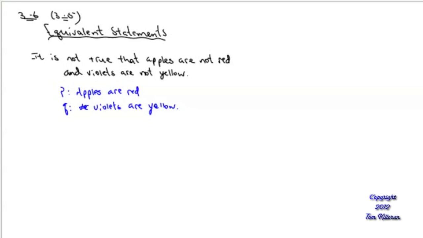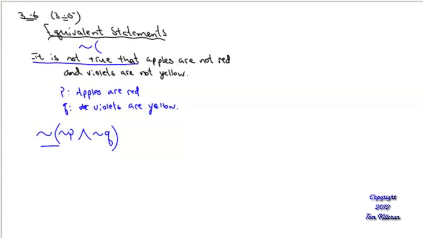Okay. And symbolic form? Squiggly P, and, squiggly Q. Is that it? No. There's more to it. I need parentheses around this whole thing. And I need a squiggly out front. Why? It is not true that is automatically a not. So this not is not touching the not P on its own, and it's definitely not touching the not Q.